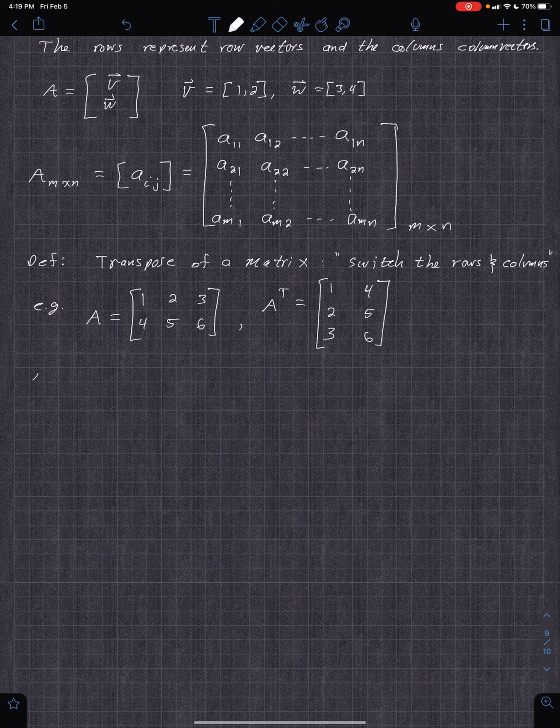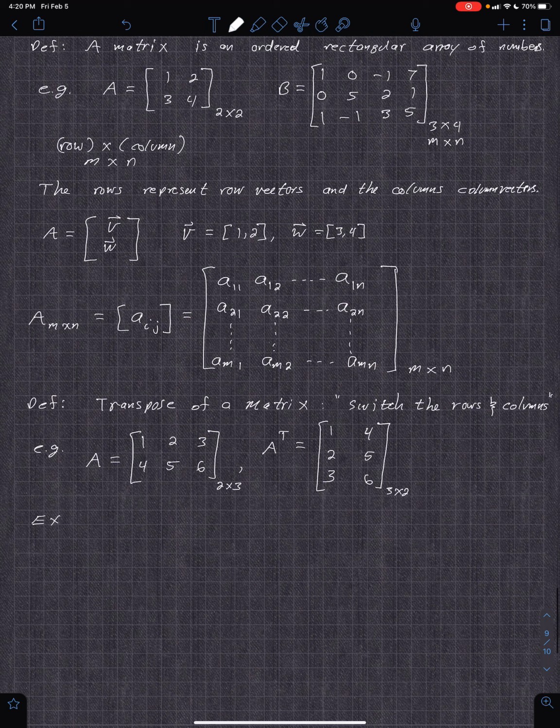Another example. This was a 2 by 3. So if you do the transpose on a 2 by 3, you get a 3 by 2. Obviously, the transpose of an n by n would be a square matrix. So n by n, we call that square, for obvious reasons.